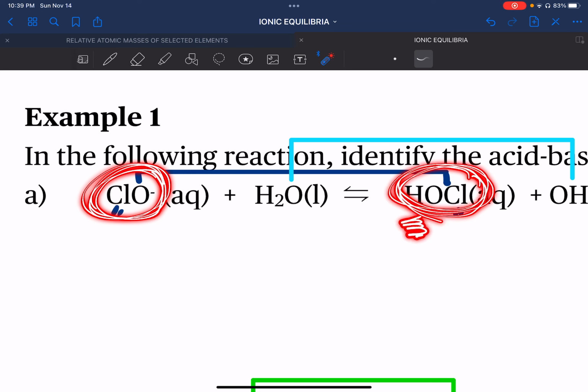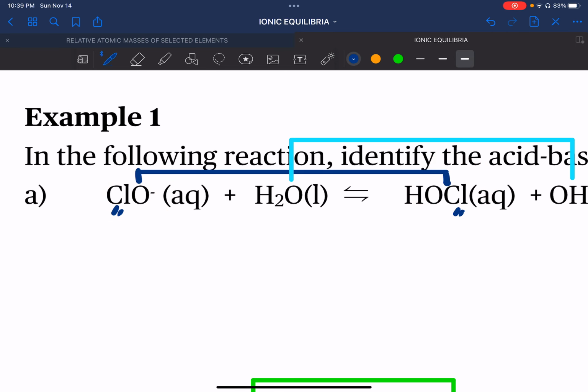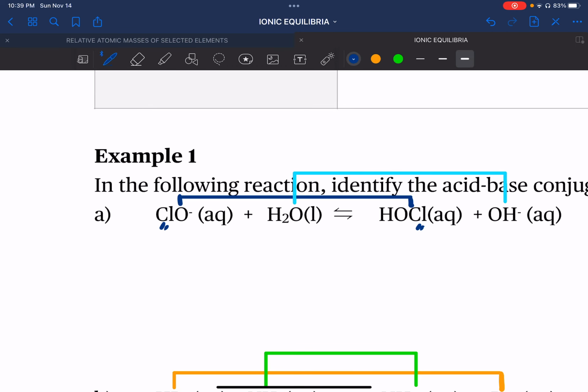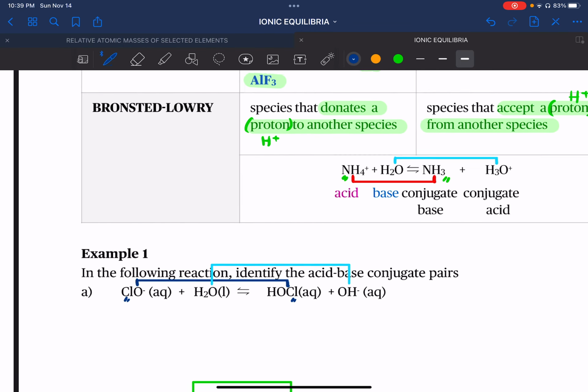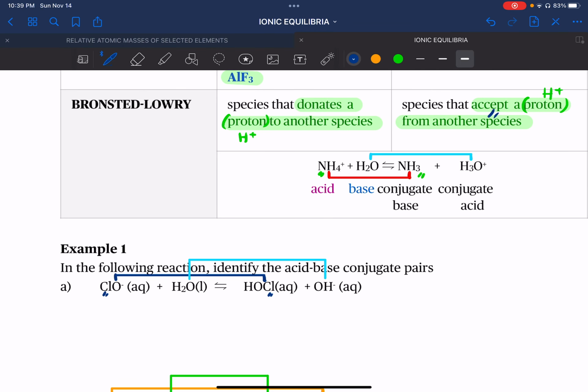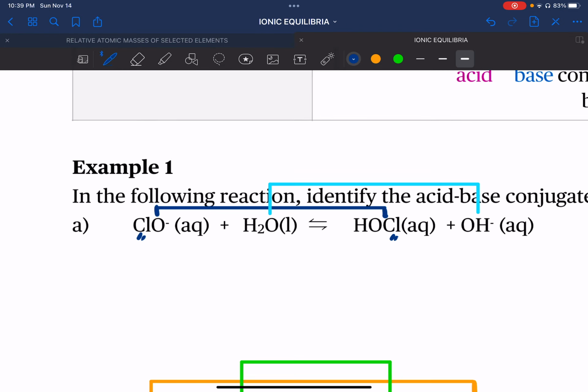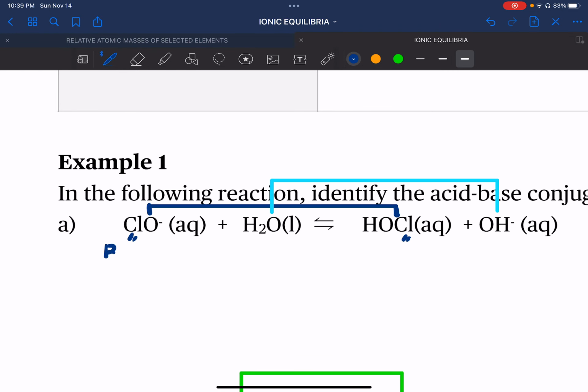Before, no hydrogen. After, you have hydrogen. So, basically, ClO- ni accept proton. So, kalau dia accept proton, so basically ClO- adalah base lah. Okay, ClO- is a base. Kenapa dia base? Sebab dia accept proton to form HOCl. So, pasangan dia ni automatically akan jadi conjugate acid.